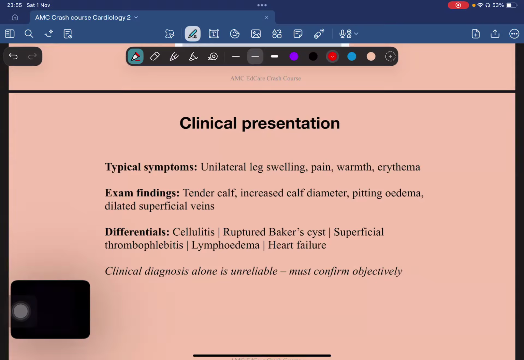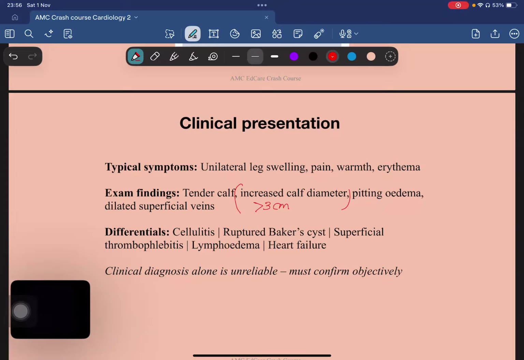And on examination, because AMC sometimes gives you examination findings, there could be a tender calf, and also a difference in the calf circumference compared to the other leg, I would say usually about 3 centimeters more, increased calf diameter. And yeah, there would be pitting edema. And you could also see superficial, very prominent veins, dilated superficial veins due to the venous obstruction. So those are the very obvious clinical findings that you would want to remember in DVT.